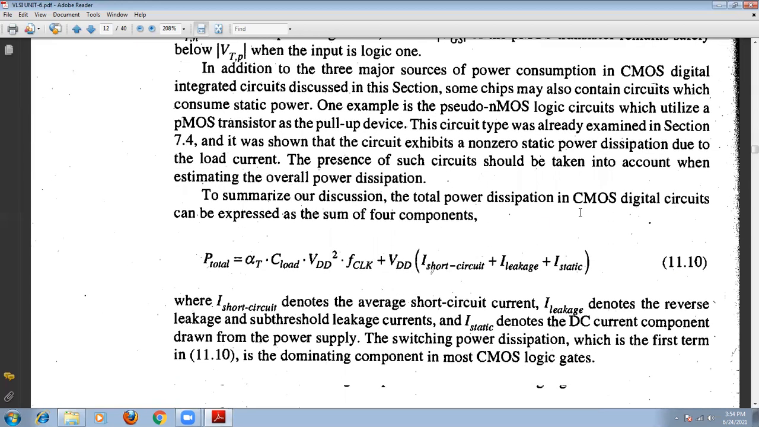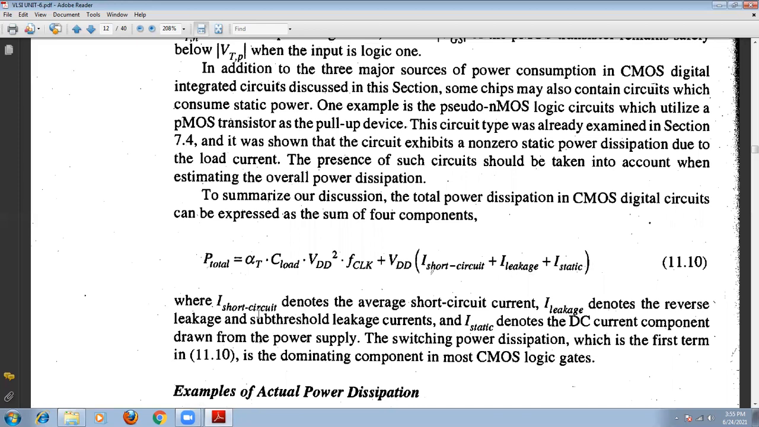So depending upon that, the total power dissipation is equal to power total equals alpha T C load into VDD whole square into F clock. That is the actual power dissipation we already discussed, plus the remaining leakage components. The leakage component in this case is basically the power VDD, since VDD is common for all the cases, into I short circuit plus I leakage plus I static.